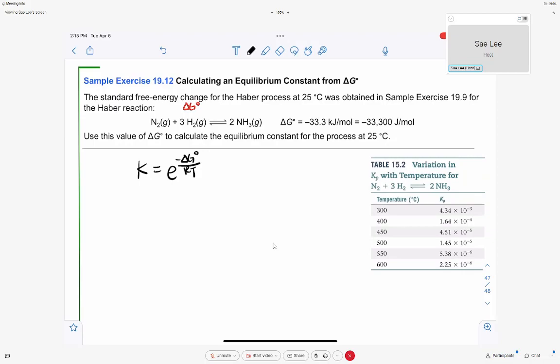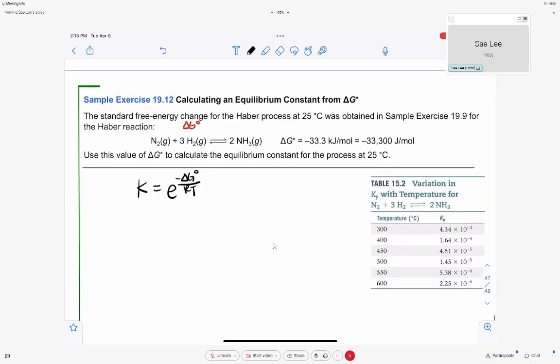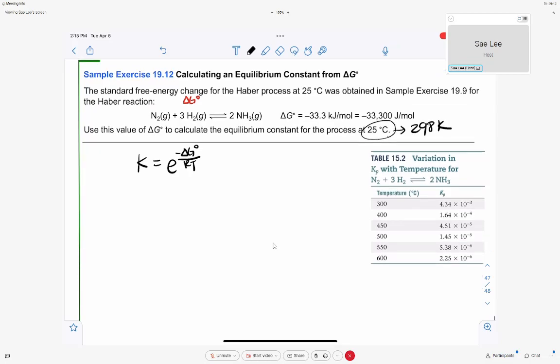25 degrees Celsius is going to be 298 Kelvin. So let's plug in all the values. K equals e to the negative 33300 joule per mole, divided by the gas constant, which is 8.314 joule per mole Kelvin.